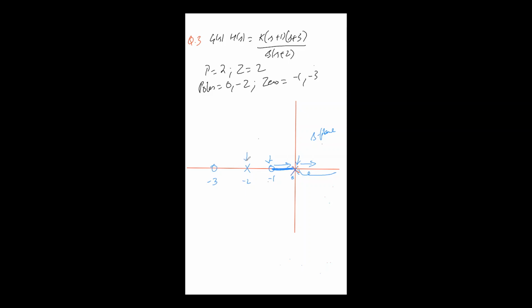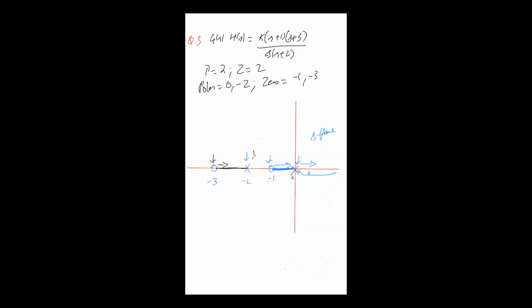Now you are standing at this point. The total number of poles and zeros here is even, which is 2. So this will not be part of my root locus. Now you are at this point. The total number of poles and zeros to the right hand side on the real axis is 3, which is odd, therefore this will be part of my root locus.